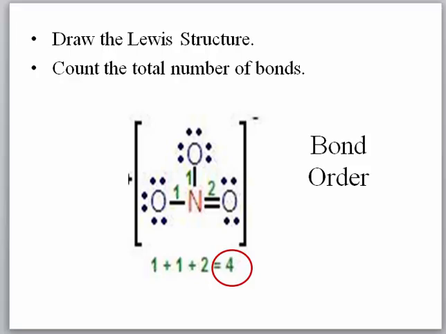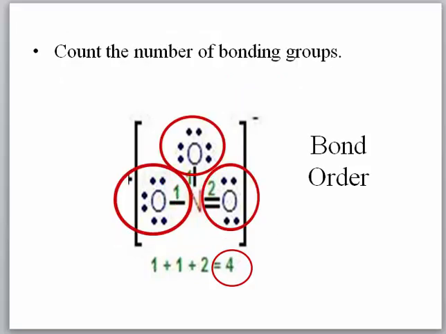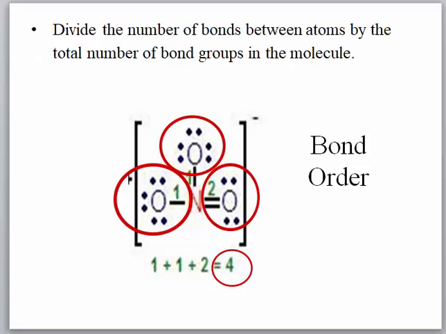So let's look at an example. We know that NO3 has 3 resonance structures. You could draw them all out. What you would do to find the bond order is to count up all of the total bonds. So you've got 1, 2, 3, 4 total bonds, and then you divide it by the 3 bonding groups that you have. So there are your 3 bonding groups. So divide the total number of bonds, 4, by the bonding groups, 3, and you get a bond order of 1.33.